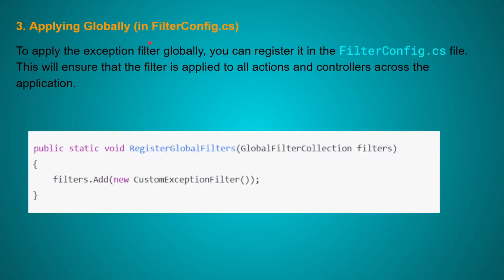Applying globally in FilterConfig.cs. To apply the exception filter globally, you can register it in the FilterConfig.cs file. This will ensure that the filter is applied to all actions and controllers across the application. So here we apply a new custom exception filter, and we register it here, in register global filters.